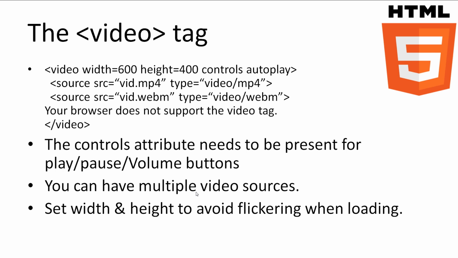We can also put text between our video tags to show up when the web browser does not support the video tag. In the example, we have a video tag that has controls and autoplay turned on. This means the video will start playing after the page loads, and when you move the mouse over the video, play, pause, and volume controls will become visible. Just like with images, the browser does not know the size of the video, so it's good to set the width and height attributes to avoid flickering on load.